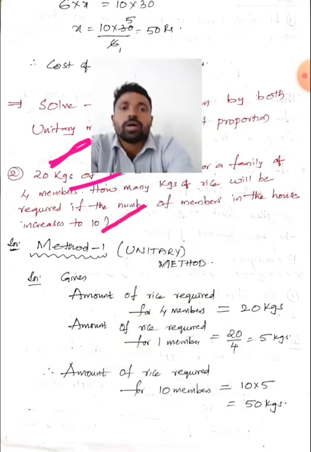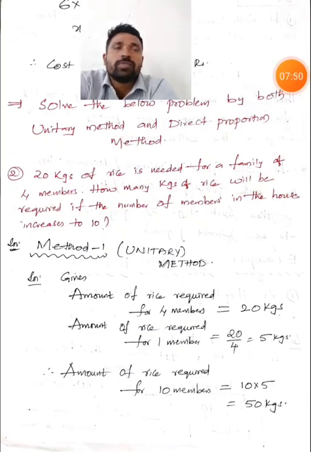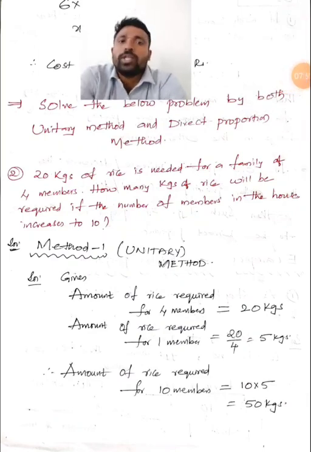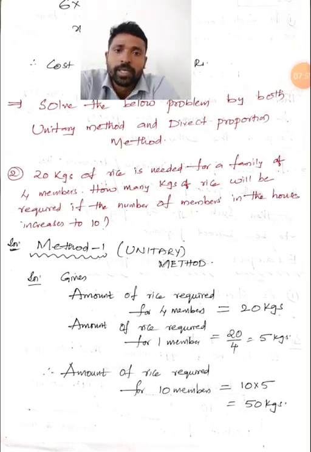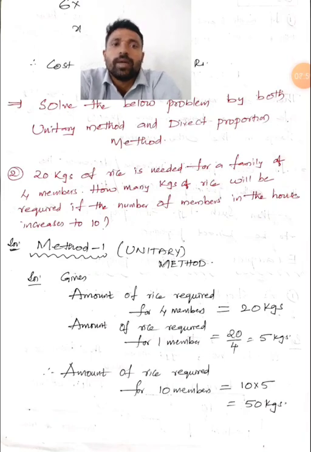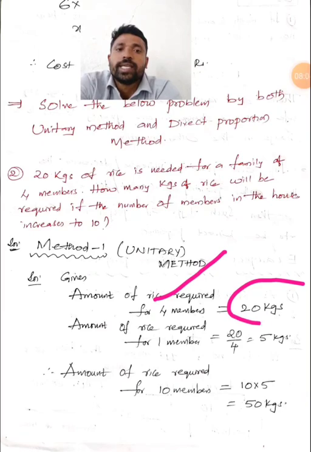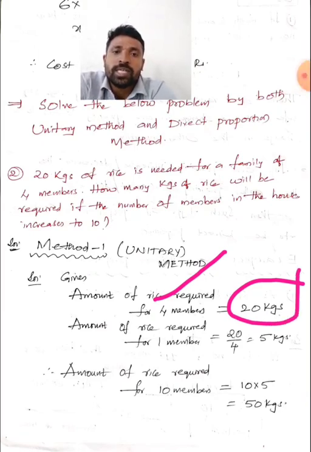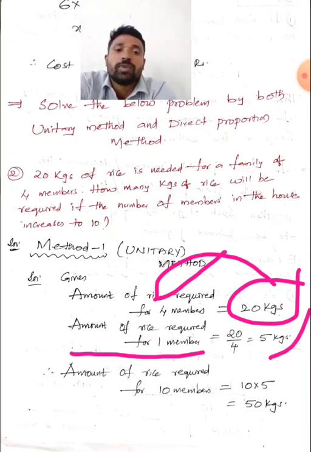Now let us solve this problem by unitary method first of all. Now what is unitary method? Already we discussed. Unitary method means first of all we have to find the value for 1 unit, then afterwards we have to calculate it. Now it is given that the amount of rice required for 4 members is 20 kgs. Since it is a unitary method, first let us find the value for 1 member. Amount of rice required for 1 member means 20 divided by 4. It is 5 kgs.